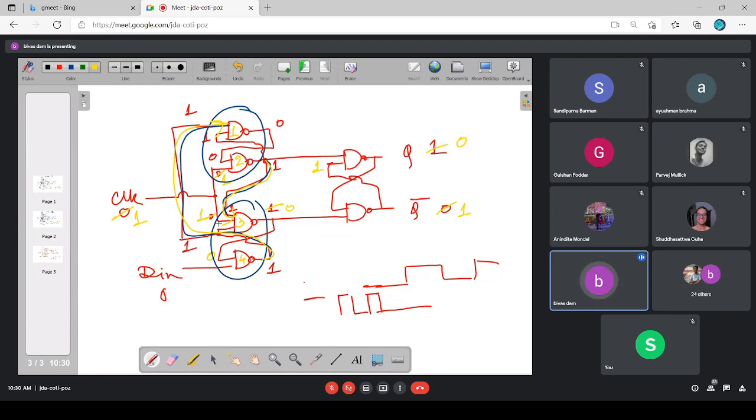Now here, if I have to introduce the asynchronous preset and clear, where should I introduce them? Second stage. That means here as well as here. One will be preset bar, the other will be clear bar. Okay? Have you understood that? Yes, sir. Fine.